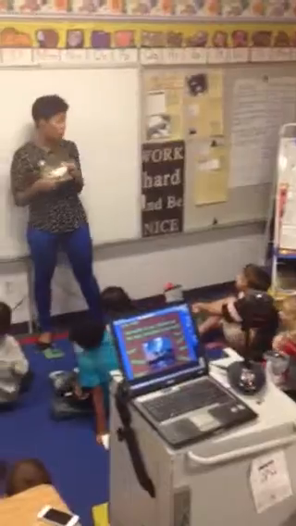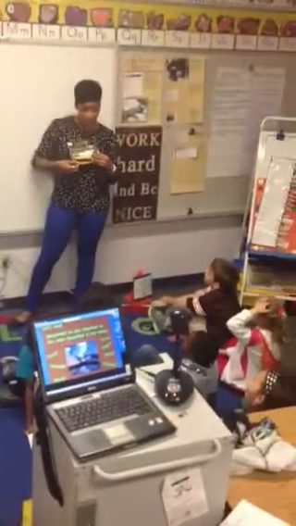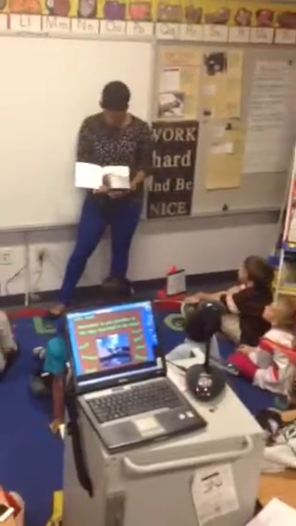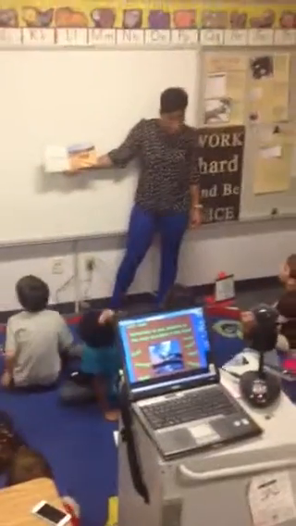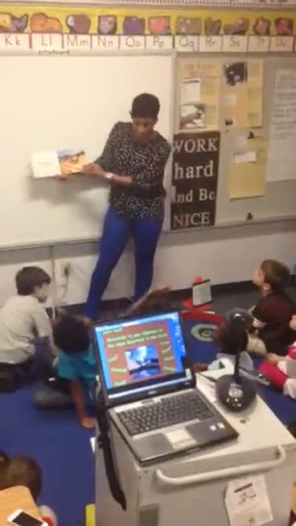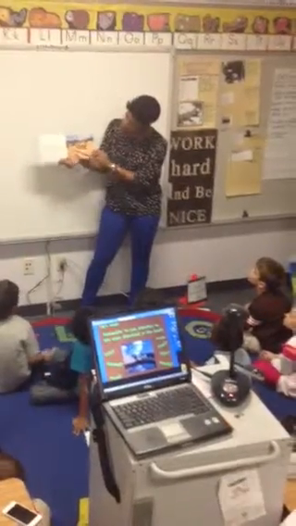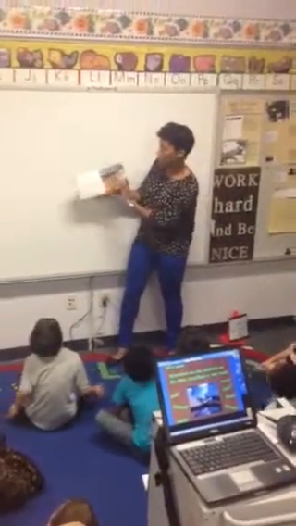Okay, I'm going to read the book one more time without stopping. So really pay attention this time. Trees to paper. Pay attention, listen, and then also look at your pictures. Paper is made from trees. Okay, the wood from the trees is cut into small pieces.